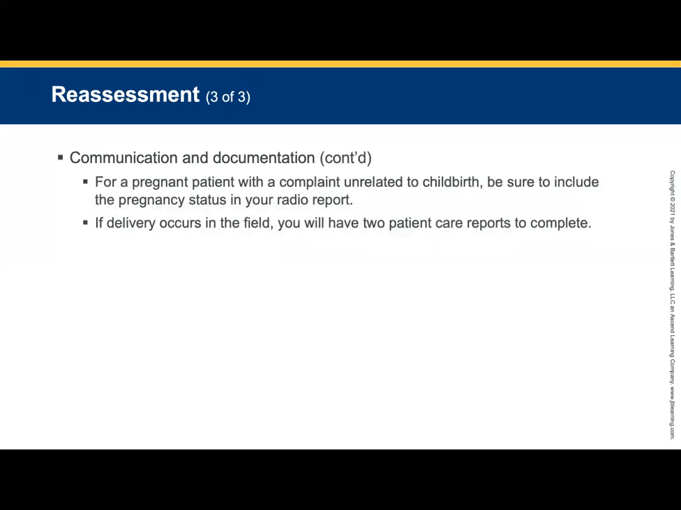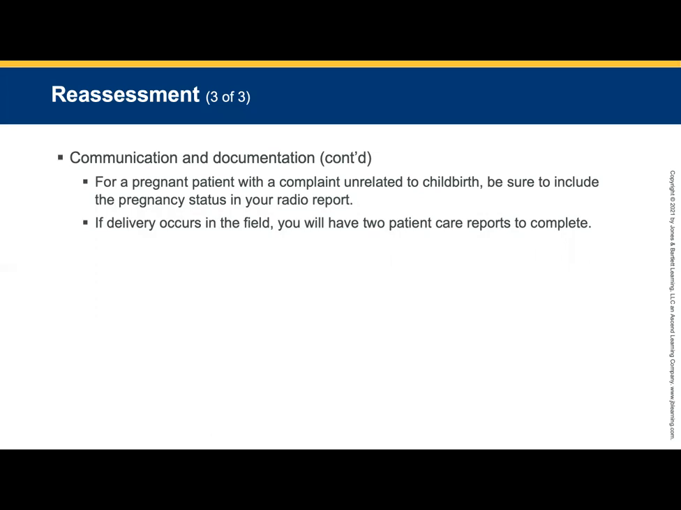Let's see. Continue on our reassessments. For a pregnant patient with complications unrelated to childbirth, be sure to indicate the pregnancy status of your patient on the radio report. Are you expecting imminent delivery or arrival, or have you had delivery? Your gravida para is very important.